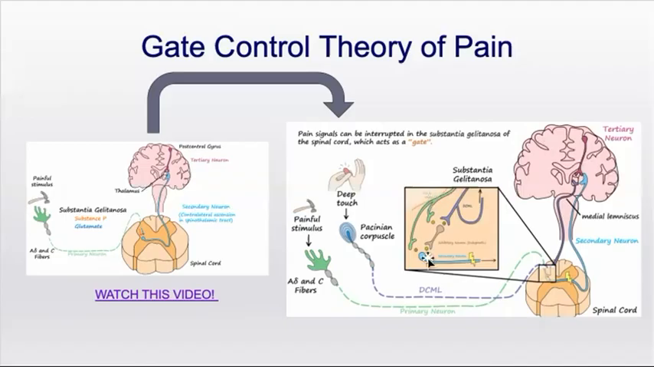So the substantia gelatinosa is the gate, essentially, for that painful stimulus, and it can reduce the amount of stimulus that that second order neuron experiences.